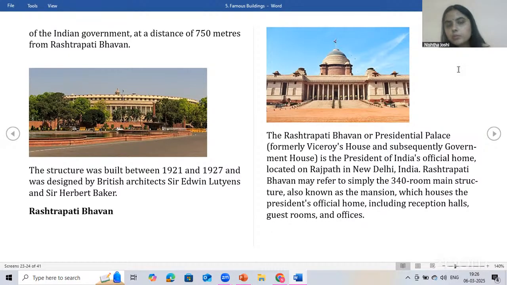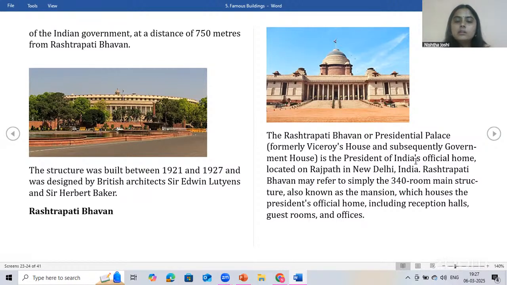Next one is Rashtrapati Bhavan. A very interesting question about Rashtrapati Bhavan was asked in last year's JEE Paper 2, that the dome of Rashtrapati Bhavan is inspired from which famous Indian monument? And the answer to that is Sanchi Stupa. If you look closely at the design of Sanchi Stupa and the design of the dome of Rashtrapati Bhavan, they are actually very similar. So this dome has been inspired from there, and Rashtrapati Bhavan was also designed by Sir Edwin Lutyens and Sir Herbert Baker. Rashtrapati Bhavan is currently the presidential palace. Formerly, it was Viceroy's house and subsequently government house.